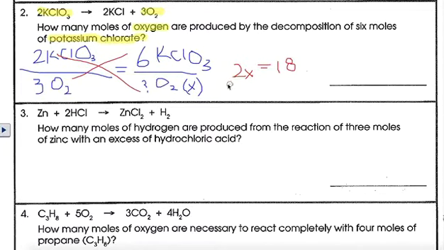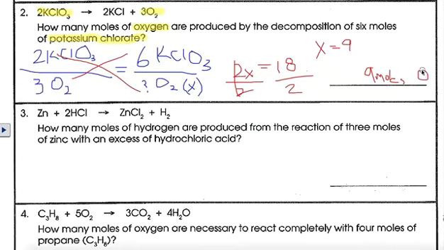Now to solve for x, I divide both sides by 2, just like you would in math. This is math, applied math. Math has a purpose. Who would have known? Then this ends up being 9, so x is equal to 9. Your answer is just 9 moles of O2.